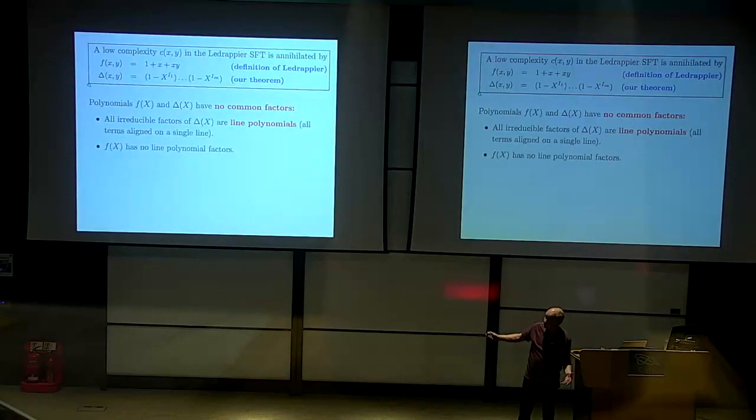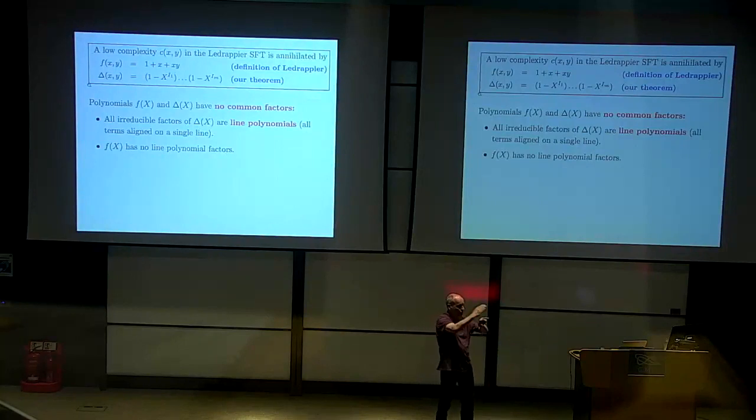But on the other hand, the triangular shape cannot have any line polynomial factors, because as soon as you have a line polynomial factor, your polynomial will have two parallel sides when you look at its support. And in a triangle, you don't have two parallel sides. So you don't have line polynomial factors. So these two polynomials have no common factors.